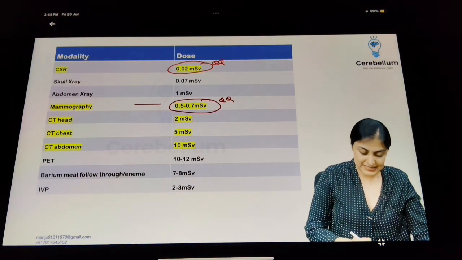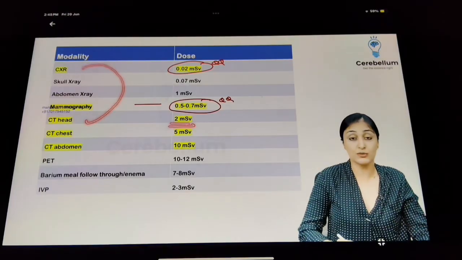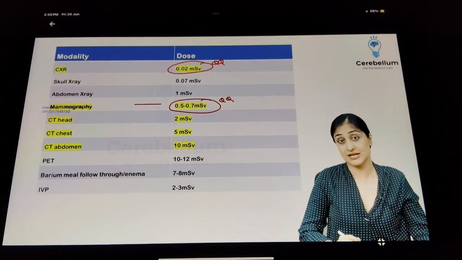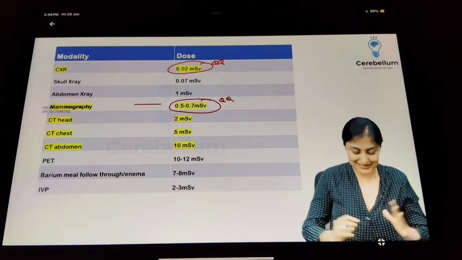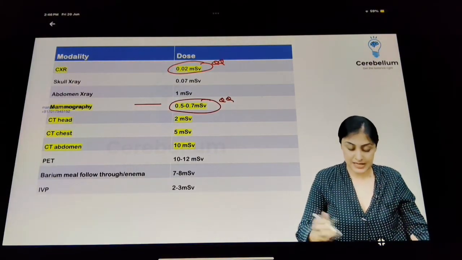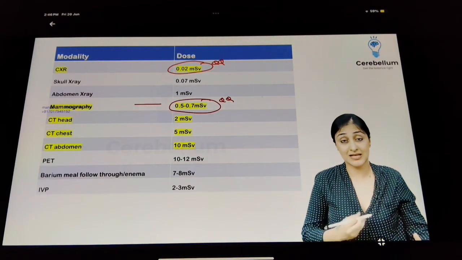Then now compare it with CT. So see, this is 2 millisieverts. So a CT head is almost 100 times that of a chest X-ray, right? So that's how much radiation increases in a CT scan. So just to correlate, so 2, 5, and 10, as the size of the part increases, the radiation increases. PET is even more. It's 10 to 12 because gamma rays have higher radiation.